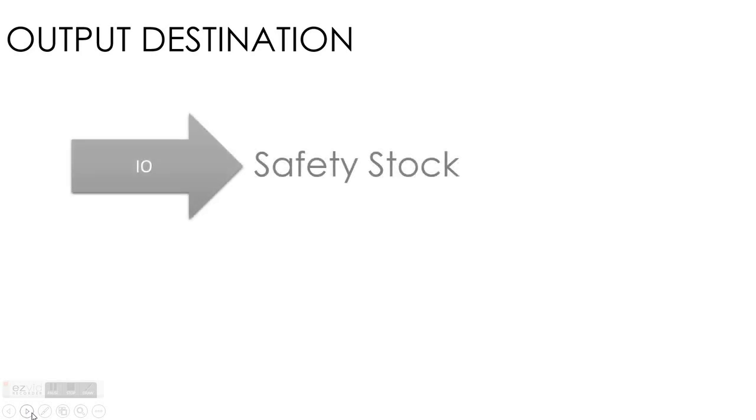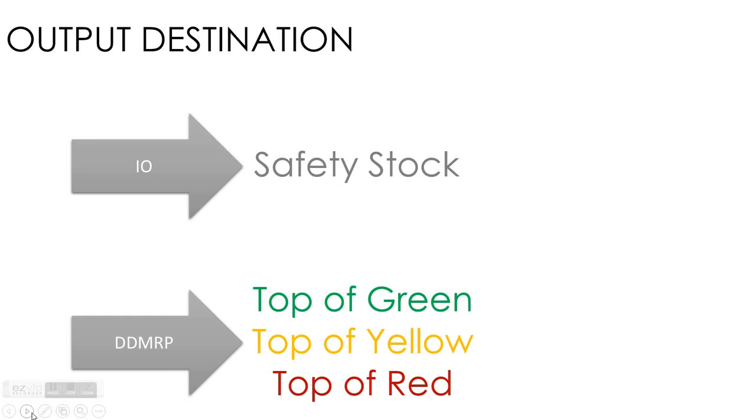Somewhat related to DDMRP not being part of the unified planning area, the other major difference between IO and DDMRP is what you're going to actually do with the outputs. Remember, IO has safety stock, and DDMRP has 3 inventory levels. So in IO, you are usually just going to send that safety stock quantity as a dependent demand requirement.